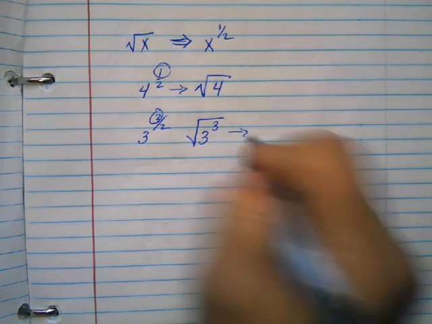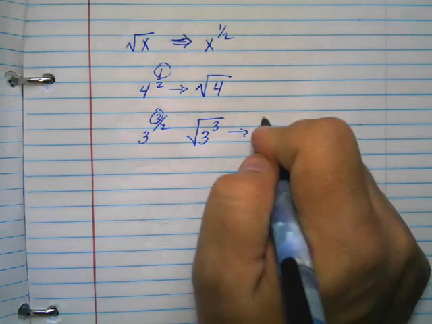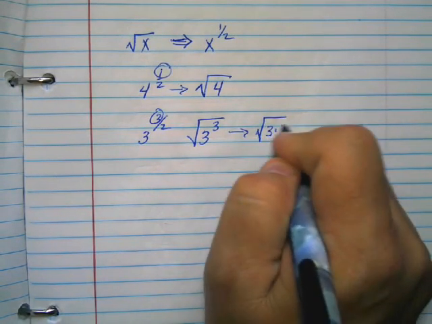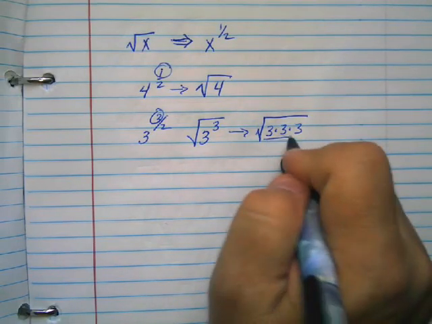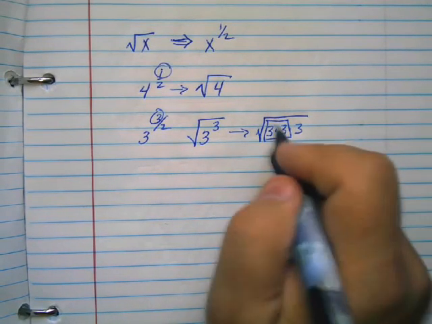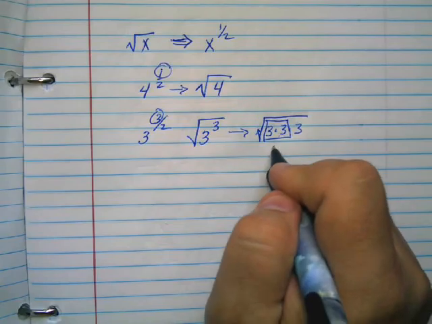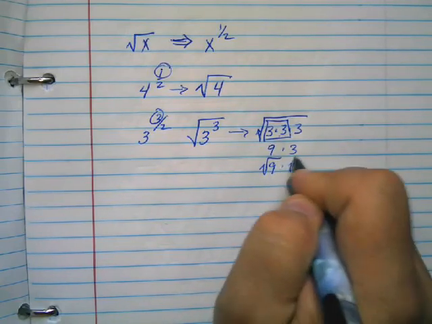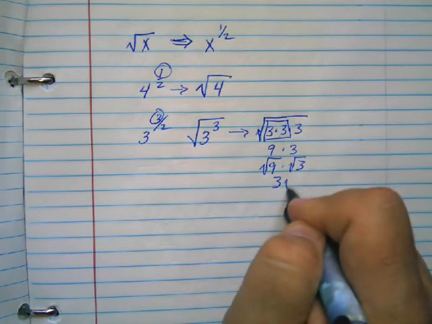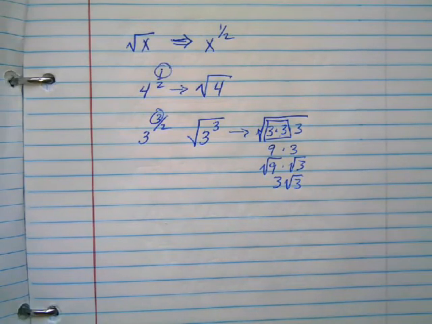So now I can break this up. Square root of 3 times 3 times 3. Well, what's 3 times 3? That's just 9, but it's inside a square root, right? So 9 times 3. So the square root of 9 times the square root of 3 is just 3 square roots of 3.